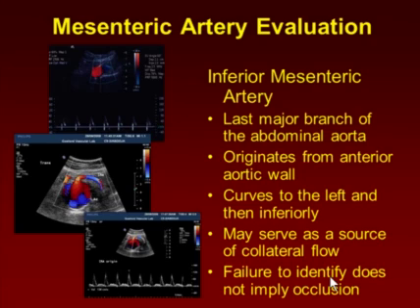The spectral waveform of the inferior mesenteric artery looks much like that of the superior mesenteric artery. It is the last major branch off of the abdominal aorta before the iliac bifurcation. It originates from the anterior aortic wall and then curves to the left and inferiorly. And it serves as a source of collateral flow. Some people have a difficult time identifying the IMA, and inability to identify it doesn't mean that it's occluded, it just means that you were not able to identify it. But with practice, it's not that difficult to identify.